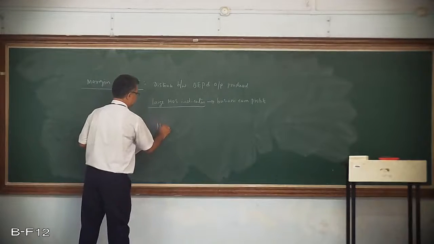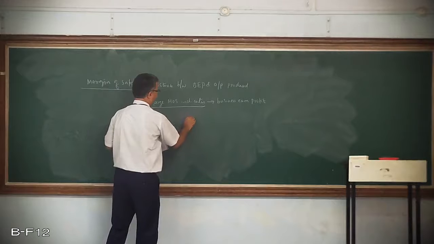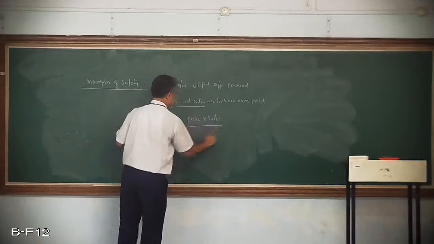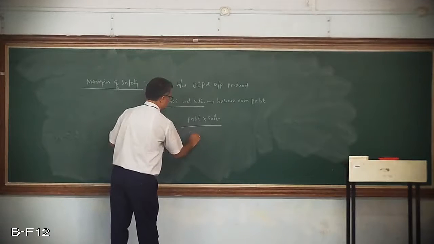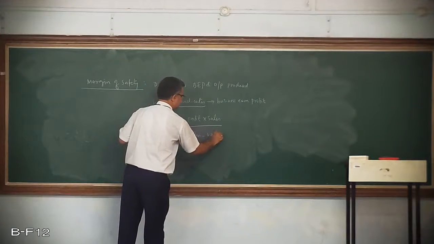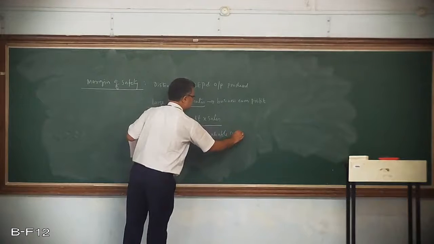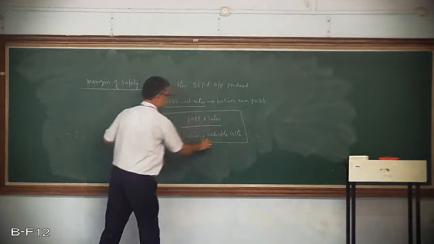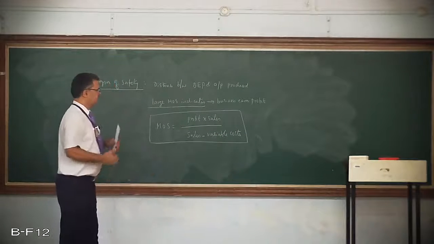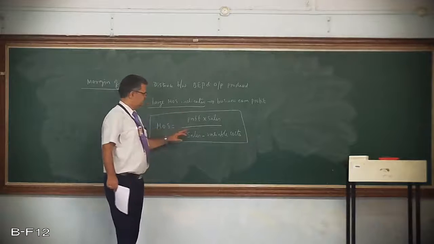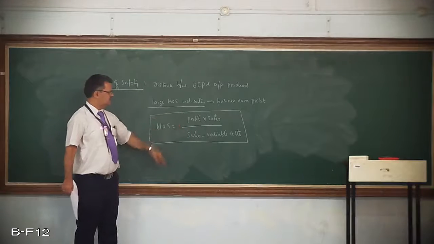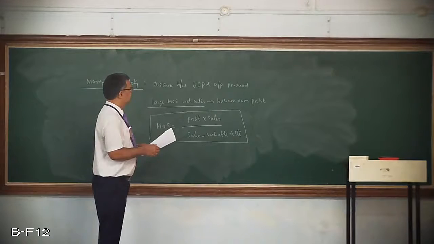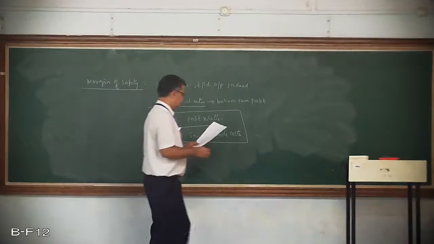So MOS is given by profit into sales divided by sales minus variable cost. That is, margin of safety is given by the ratio of profit multiplied by sales to the difference between sales and variable cost. That indicates the MOS, margin of safety.